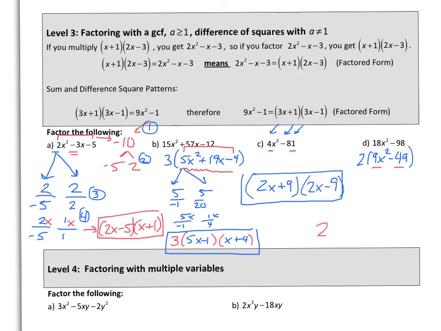So now we have created that. We have our 2 in front. What makes 9x squared? Well, 3x and 3x. And what's the square root of 49? What times itself is 49? 7, right? So plus 7 and minus 7. Definitely more complicated, but definitely manageable if you just take your time and think. You have to practice it, though. Otherwise, you will not do well.